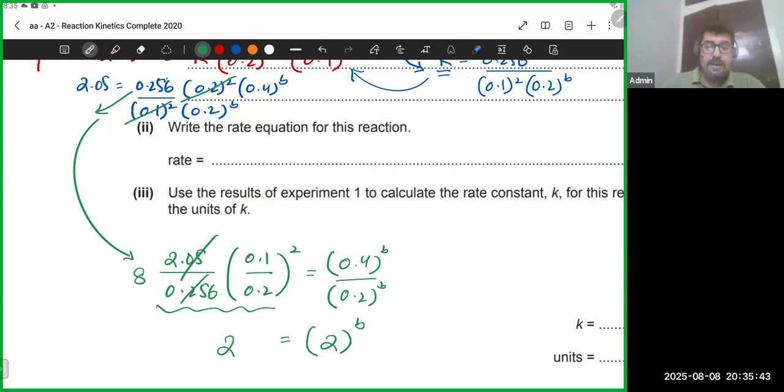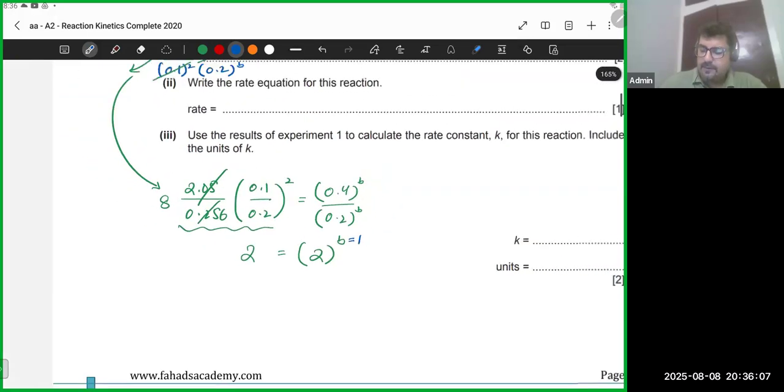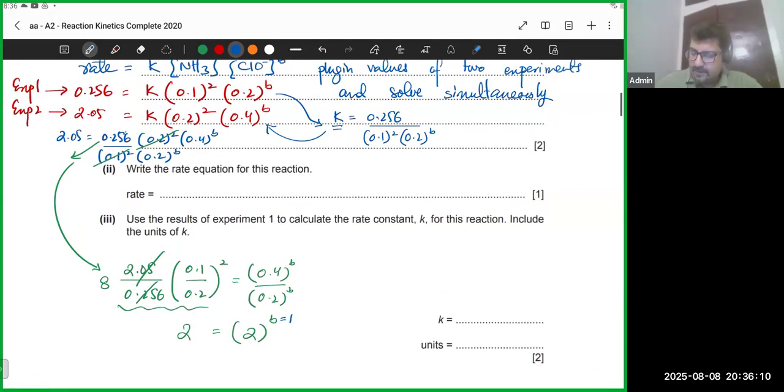So finally, after doing all this math, this is what I'm getting. And now it's quite easy to figure out what b is. So what will b be? What is 2 to the power b that is equal to 2? Then that means b is obviously 1, because 2 to the power 1 is equal to 2, right? So after all this math, I've been able to figure out that the b over here is actually going to be 1. Okay, so that's how I did that.